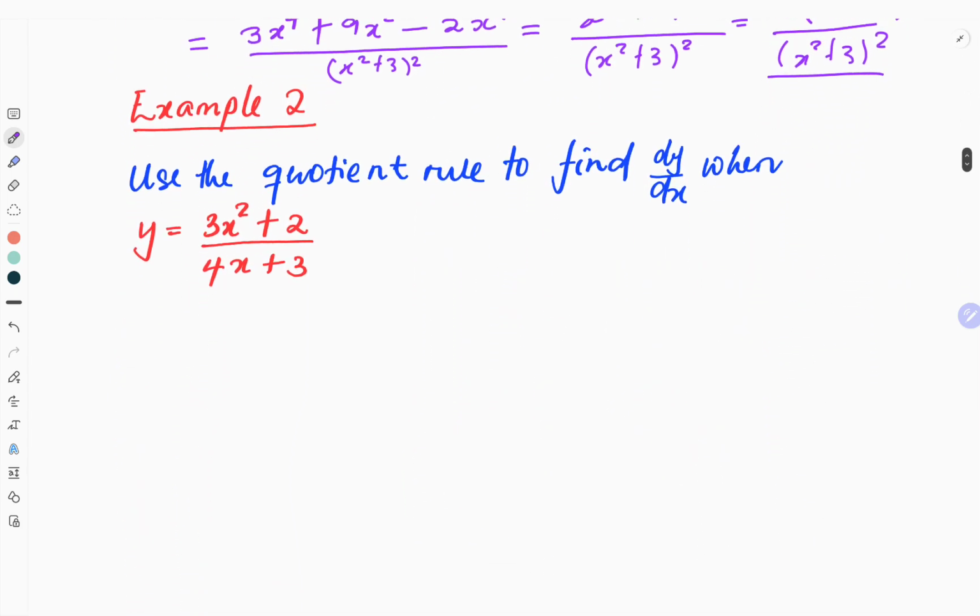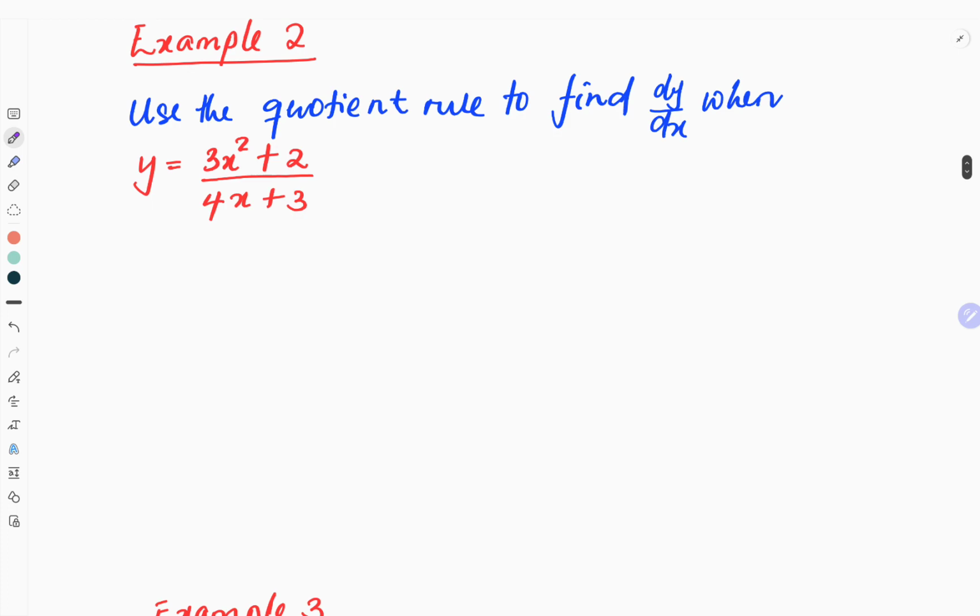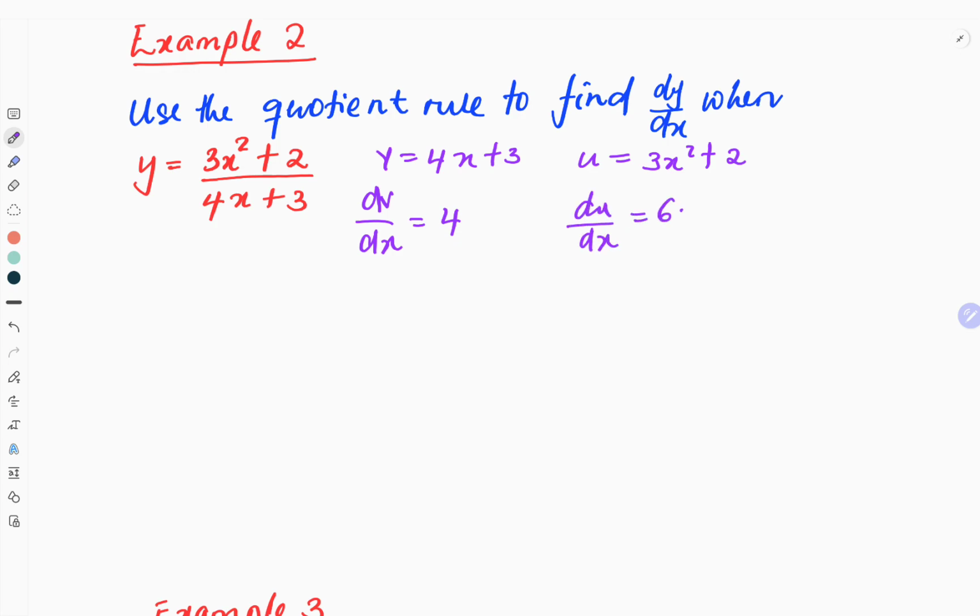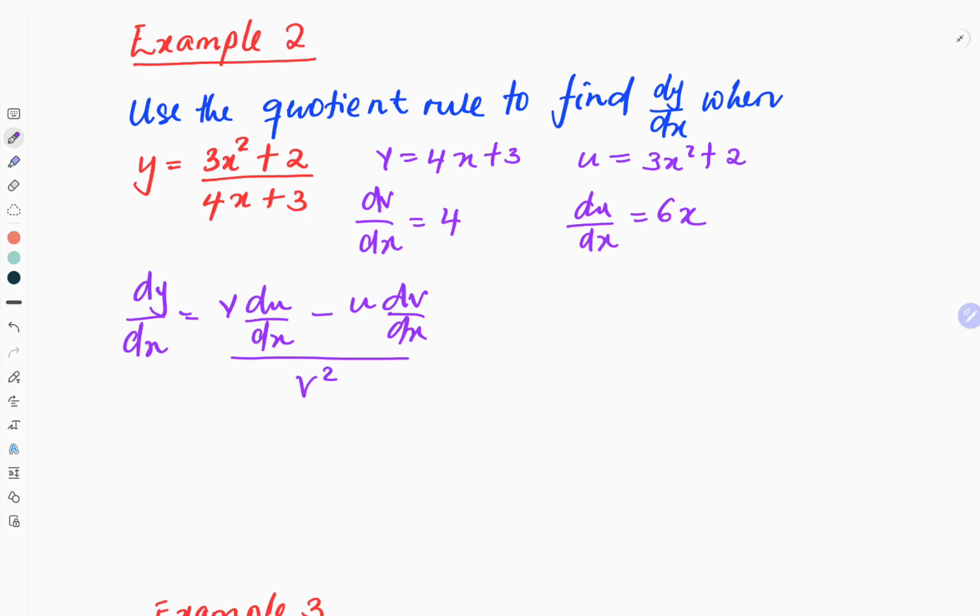In the next example, you're asked to use again the quotient rule to determine dy dx. In this case, remember again, your v is equal to 4x plus 3, and your u is equal to 3x squared plus 2. Then we derive v, dv dx will be equal to 4, and we derive u, du dx will be equal to 6x. And remember, for the quotient rule, dy dx is equal to v du dx minus u dv dx, all divided by v squared.